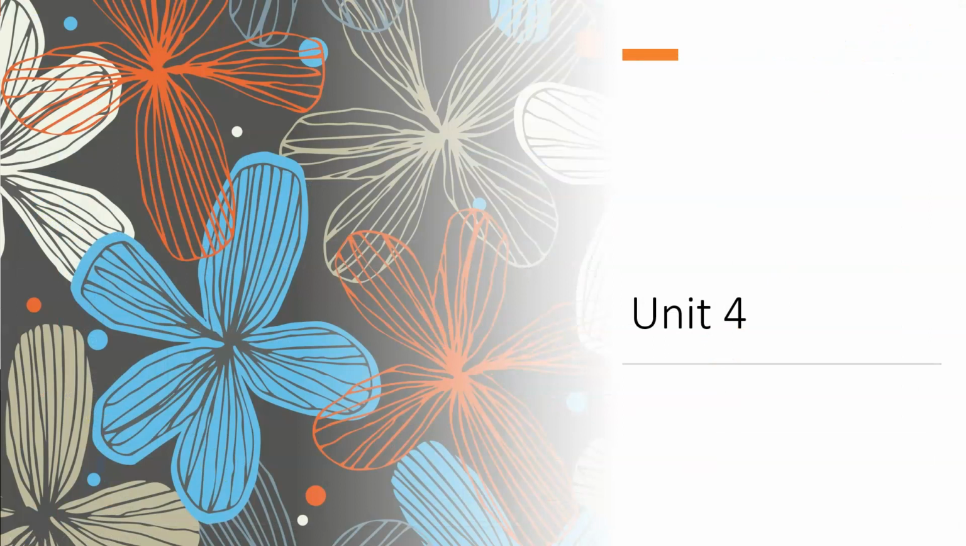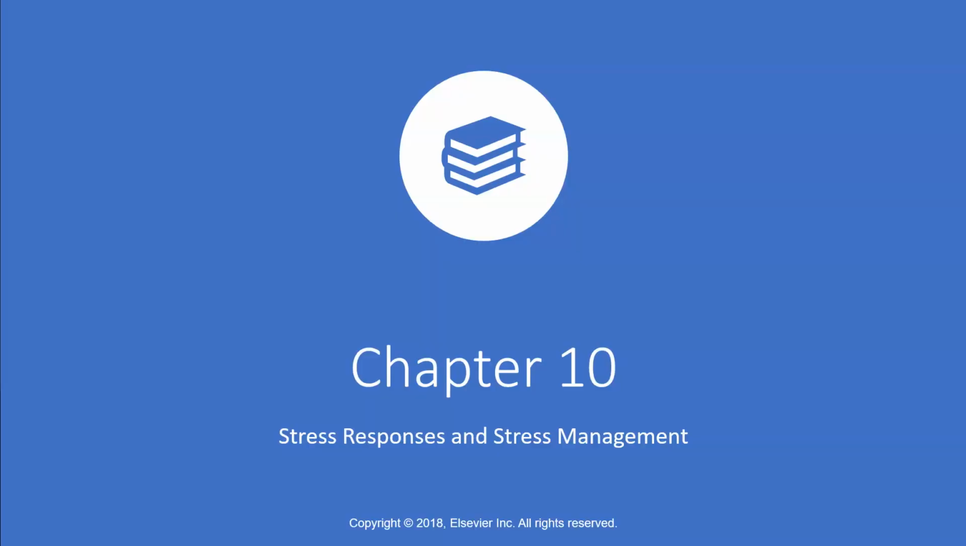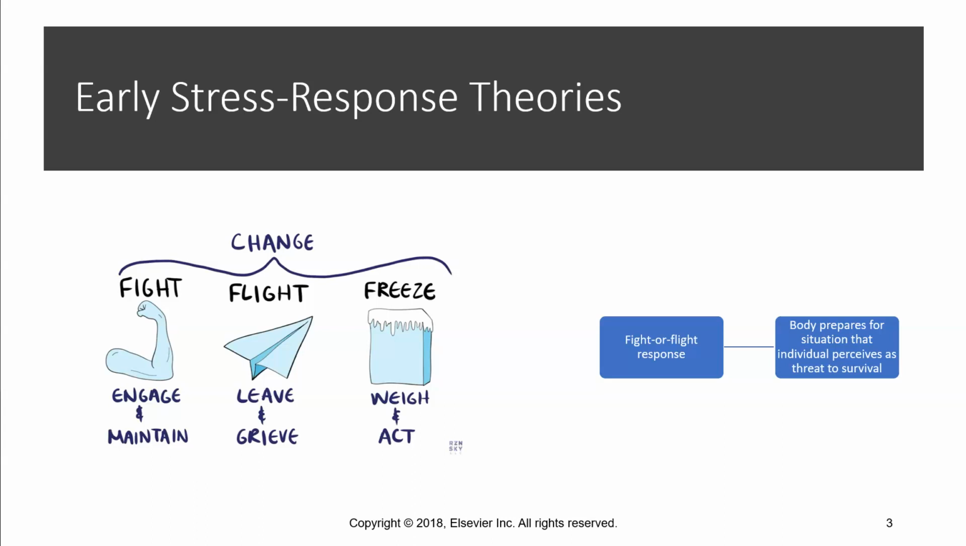So for our lecture, Unit 4, we're starting on stress and anxiety. Chapter 10 is stress responses and stress management. We have some theories related to stress, and honestly, some of these you probably already know about. Fight or flight has historically been if you see a tiger, are you going to fight the tiger or are you going to run away from the tiger? How does an individual see and perceive the threat? And how do they survive?